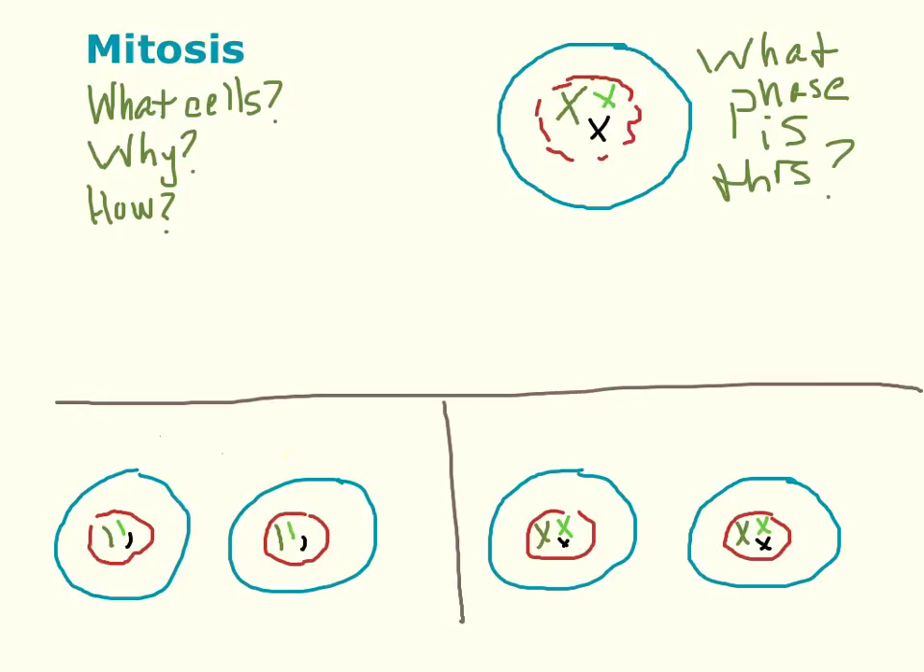Okay, so what cells? Well, as we said, these are somatic cells. Your body cells go through mitosis, but there are 2 exceptions. After you're fully grown, your brain cells and your liver cells no longer go through mitosis. Why do cells go through mitosis? For growth and repair. So if you have damaged cells, they need to be replaced. And then the how is cell division. Prophase, metaphase, anaphase, telophase. Paul makes taco.